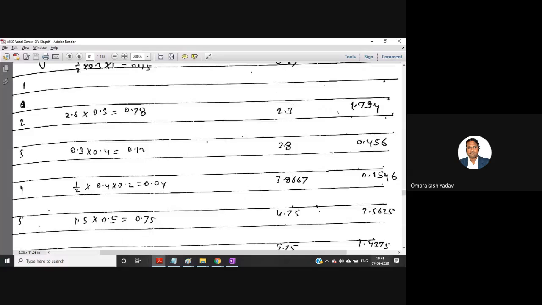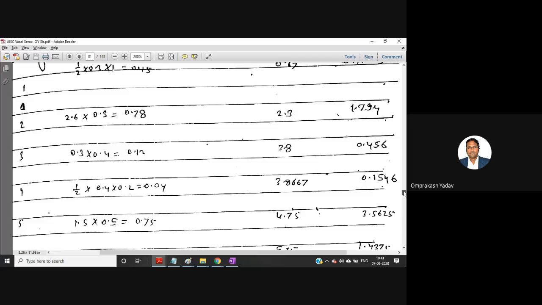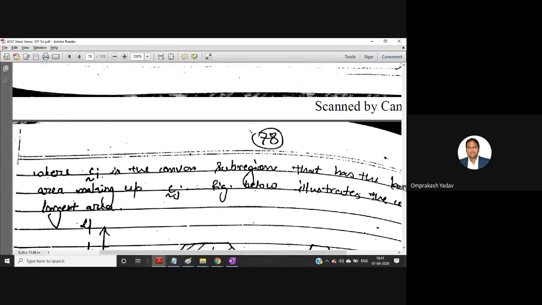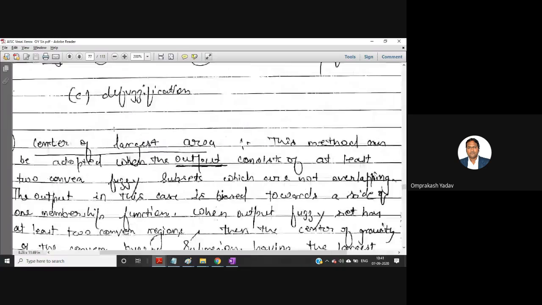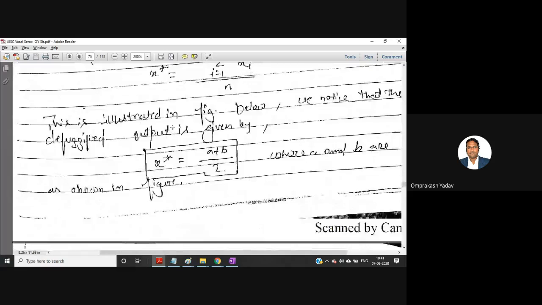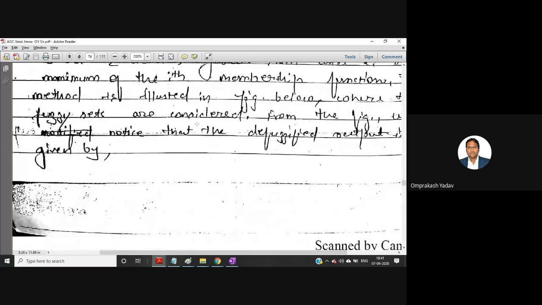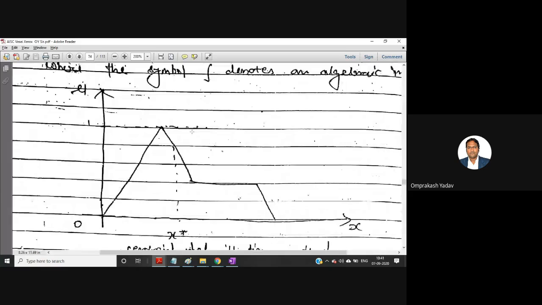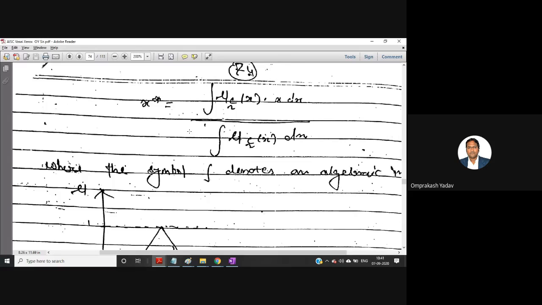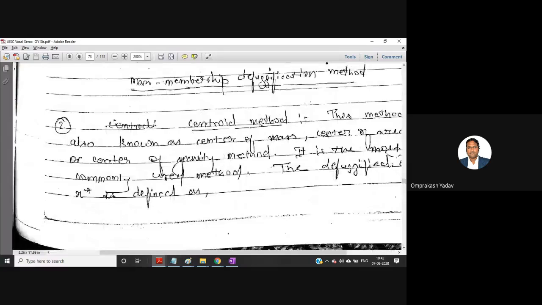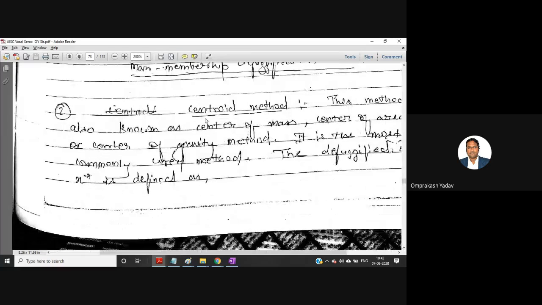Centroid method. All of you got the answer? Okay, see here. So this is the centroid method.